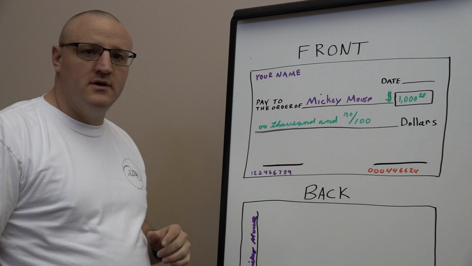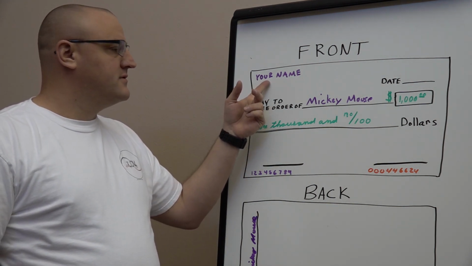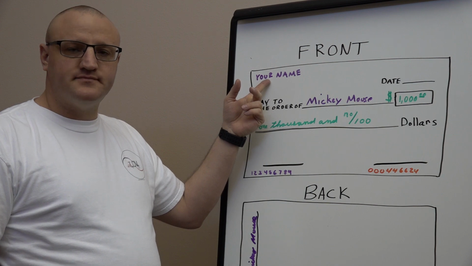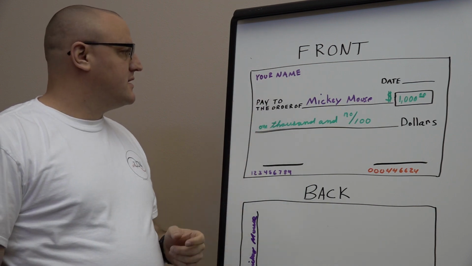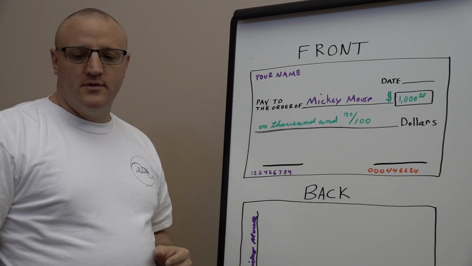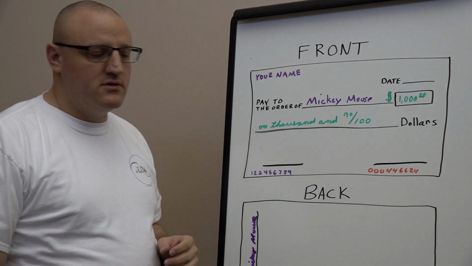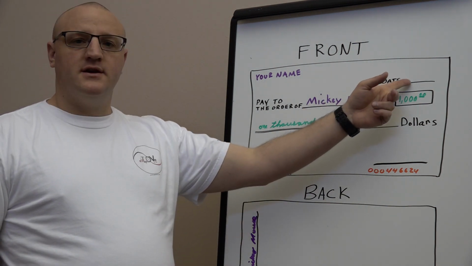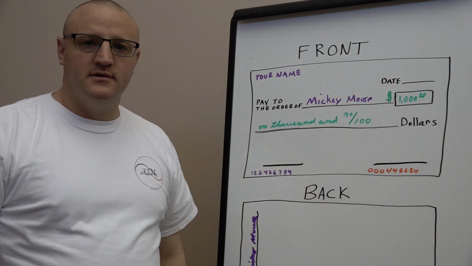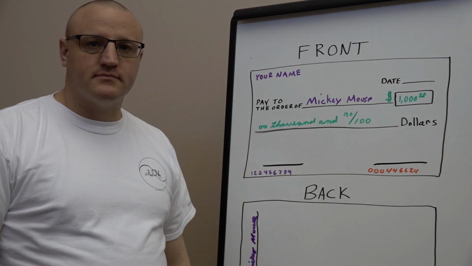So basically when you get your first checks, your name will be up here on the check. It comes pre-printed, you don't have to do anything with that. But when you go to write a check, this is how it would basically go. Generally you would put the date, the day you're writing the check, in the date line right there.